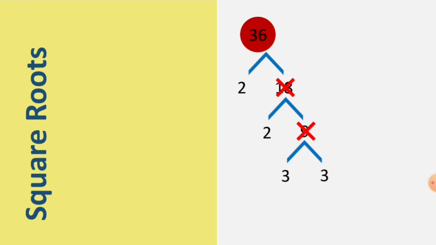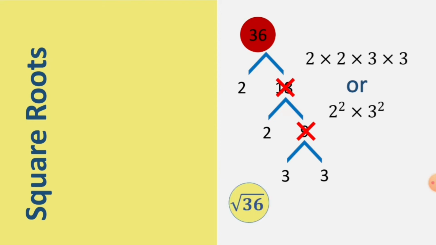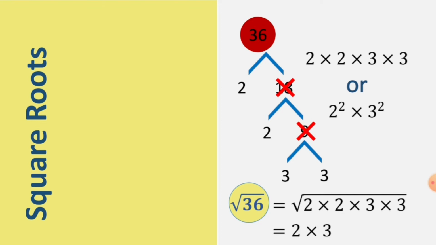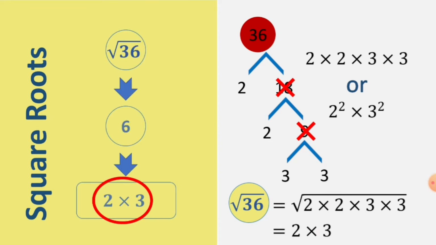From this prime factorization, we know that 36 is equal to 2 times 2 times 3 times 3, or 2 squared times 3 squared. Let's get back to our previous question. We want to find out the square root of 36. It also means we want to take the square root of 2 times 2 times 3 times 3. We already know that the result should be 2 times 3. Can you find out the relation of this and this?